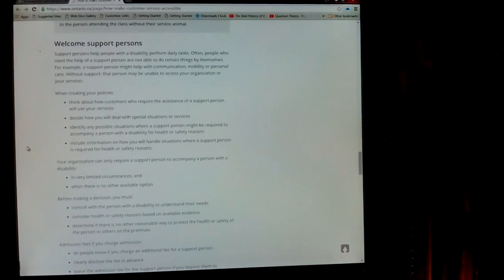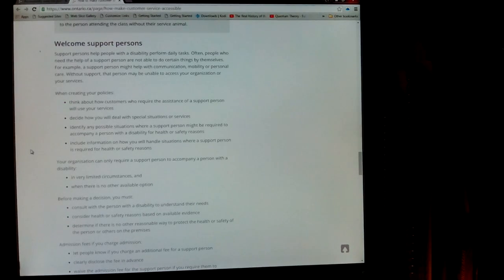Welcome support persons. Support persons help people with disability perform daily tasks. Often people who need the help of a support person are not able to do certain things by themselves. For example, a support person might help with communication, mobility, or personal care. Without support, that person may be unable to access your organization or services.